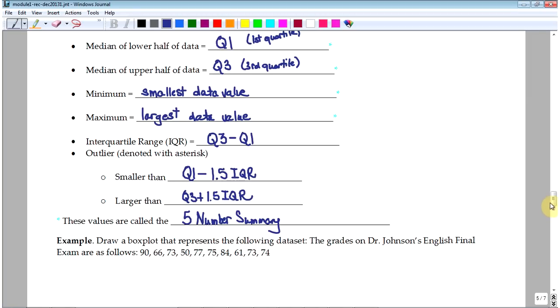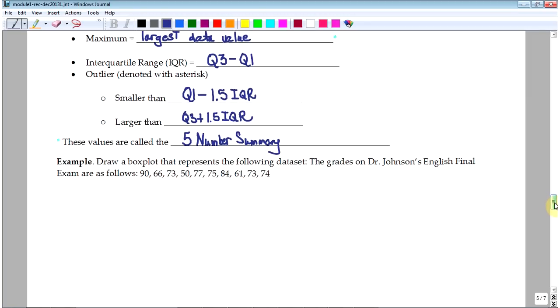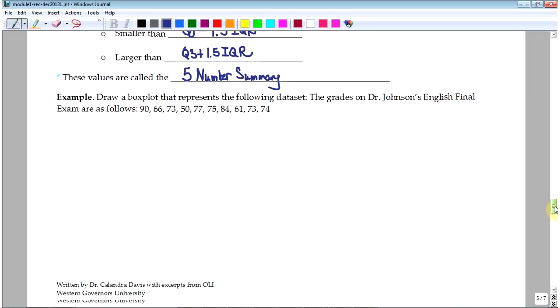So for this example, I want you to draw a box plot that represents the following data set. The grades on Dr. Johnson's English final exam are as follows. So we have a 90, lots of grades going all the way to a 74. So the first thing I'm going to need to do, since I have to use the median with box plots, is I'm going to order the data. So I'm going to start with my smallest data value, which is 50, and just relist them.